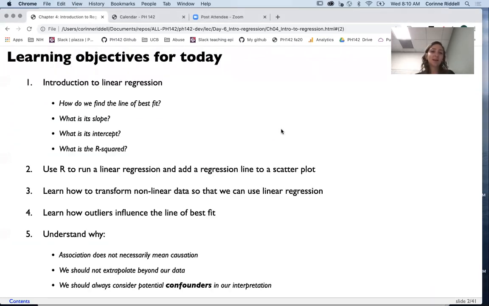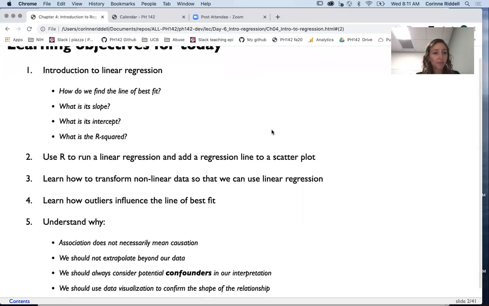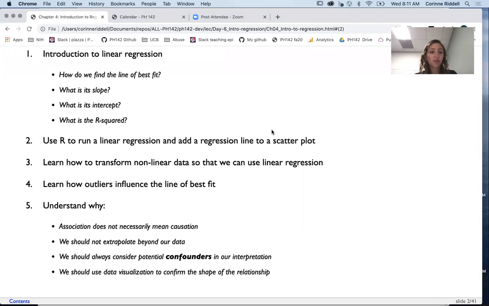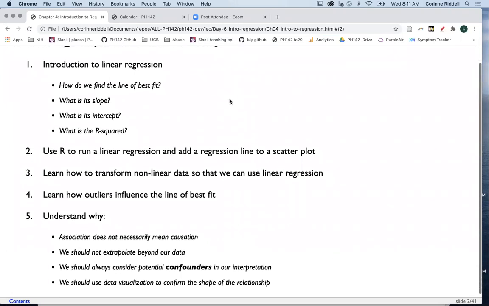Okay, so here are our learning objectives for today. You can take a quick second to look at what those are. Some of this should be a review for many of you, the concepts of linear regression and how to fit a line of best fit. But if it's not, I recommend that you come to office hours this week and go over some of these concepts about regression that we're assuming that you already know about.